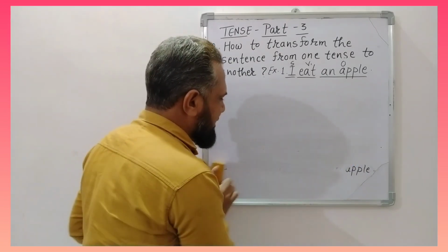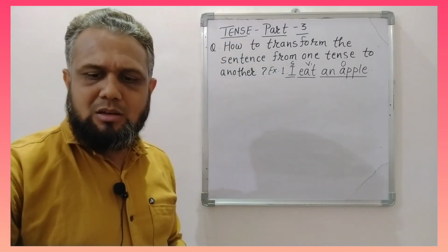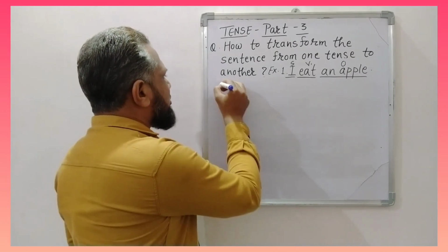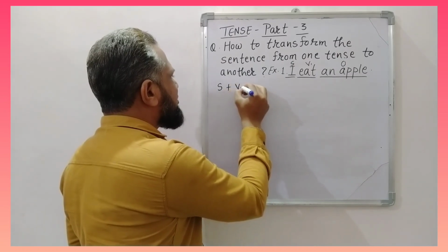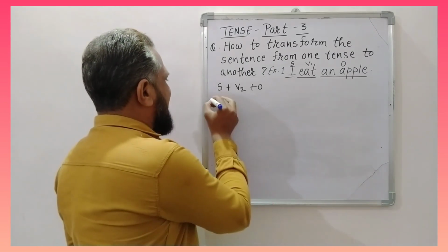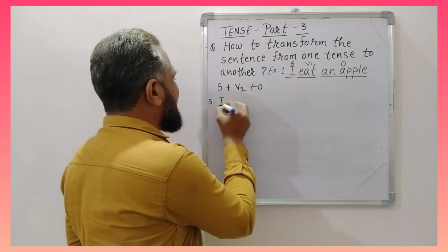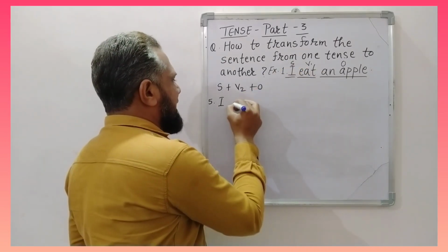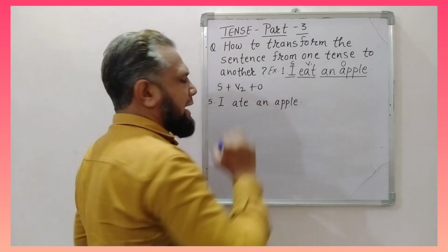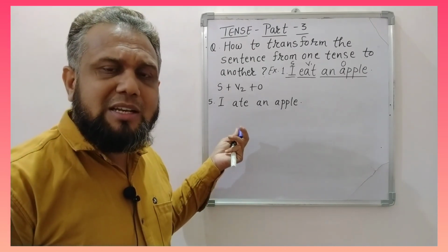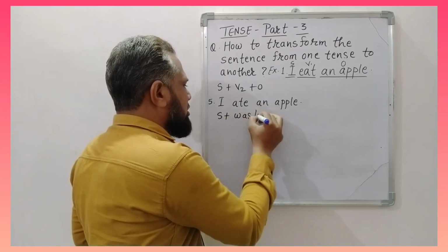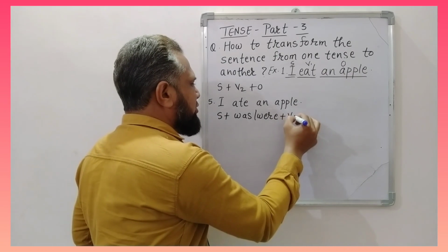So let us transform it in the four forms of past tense. So we will start with simple past tense. The formula of simple past tense is subject plus V2 plus object. Subject plus second form of verb V2 plus object, and answer will be I. The second form of eat is ate and the object is an apple.